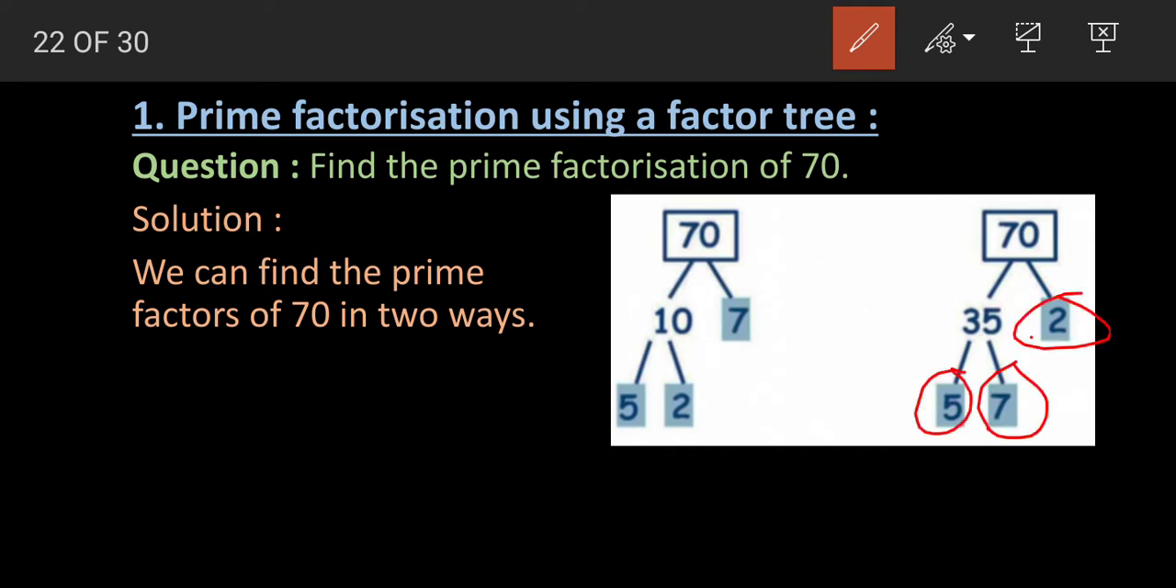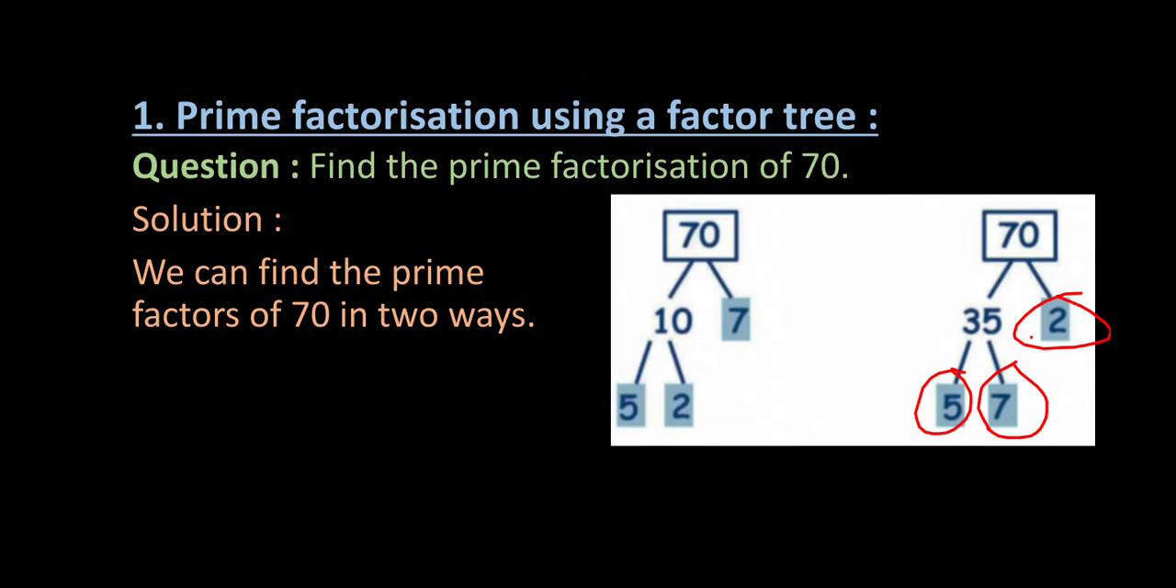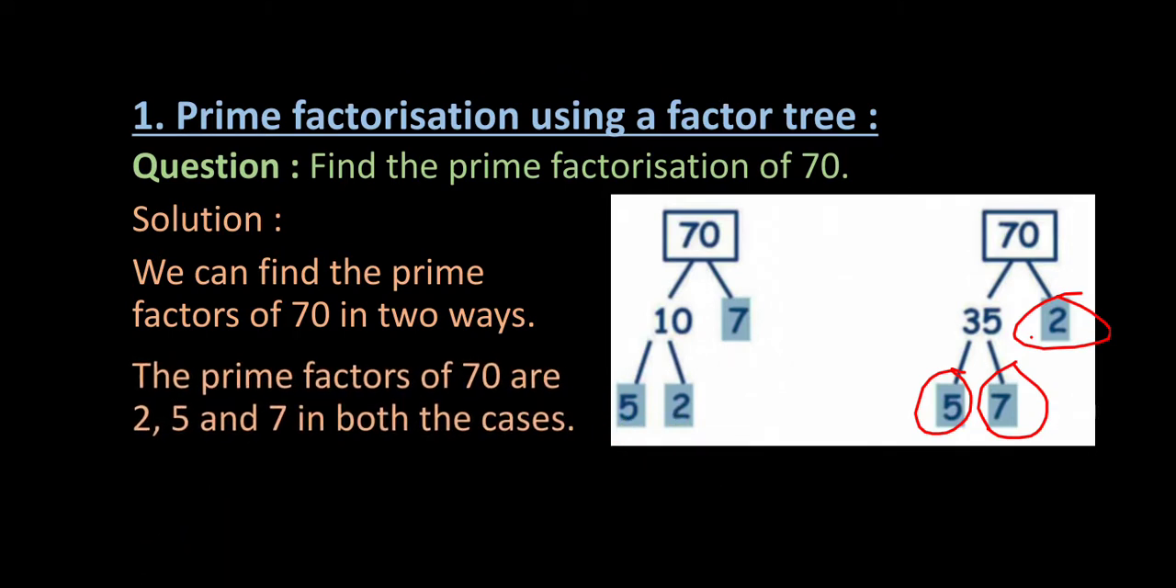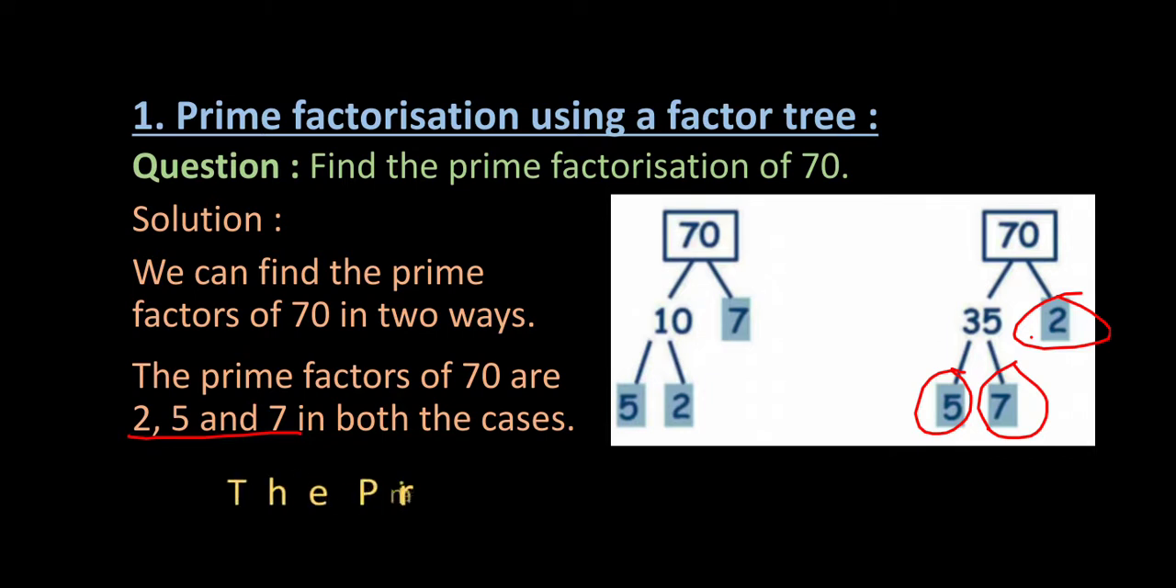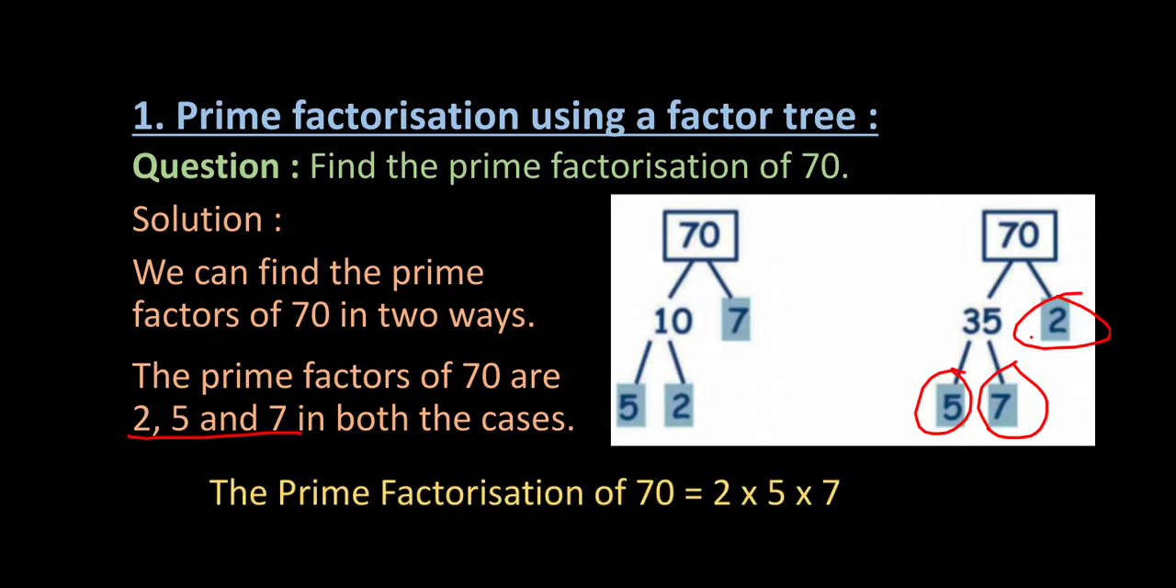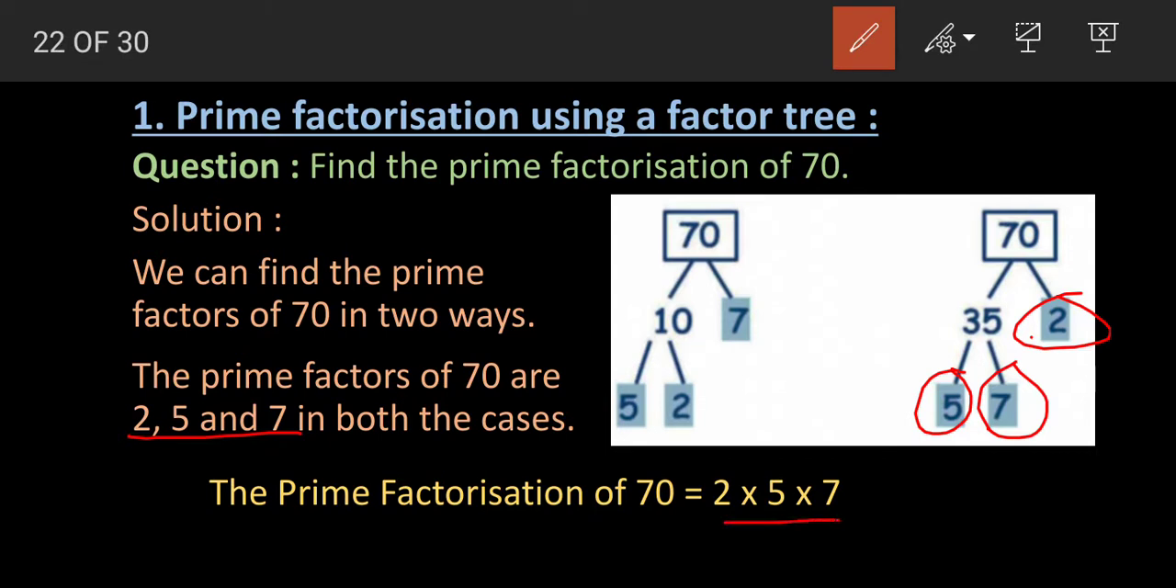We have done the prime factorization of 70 in two ways. First, by 10 multiplied by 7, or in the second, 35 by 2. And the prime factors in both cases are 2, 5 and 7. So we can say that the prime factorization of 70 is 2 multiplied by 5 multiplied by 7. This is the prime factorization of 70. You can solve this one in either of these two ways.